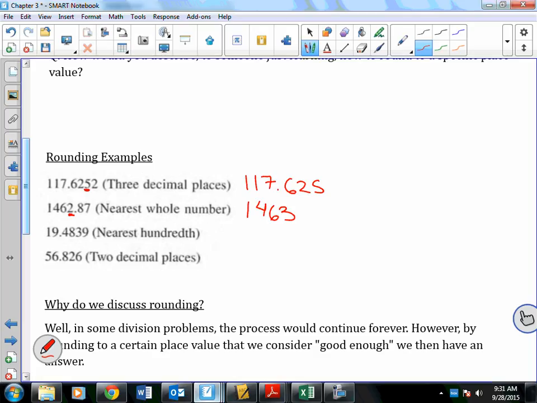Next one is just to round to the nearest hundredth. So I underline the hundredths place, which is 8. I look at the place value to the right of that. I see there's only a 3, so I'm going to keep that 8 as it is. That's called rounding down, and I get 19.48.